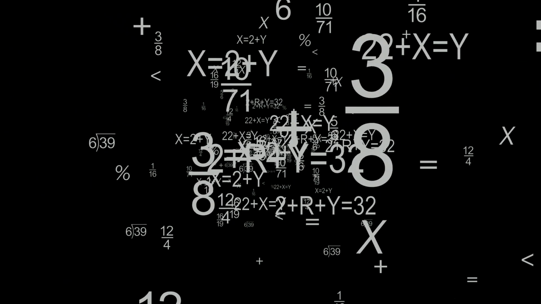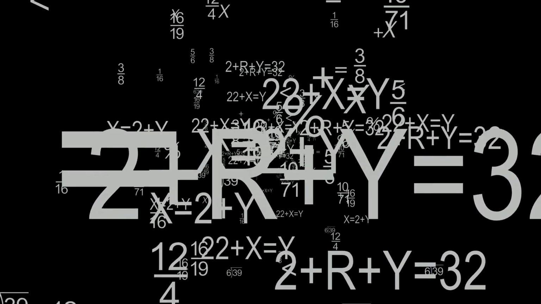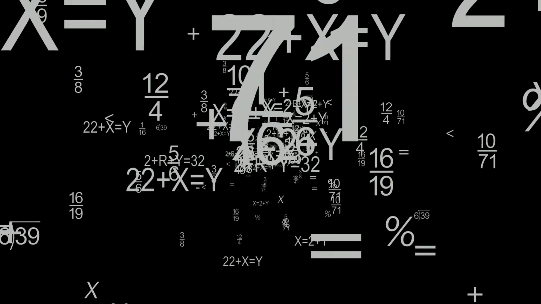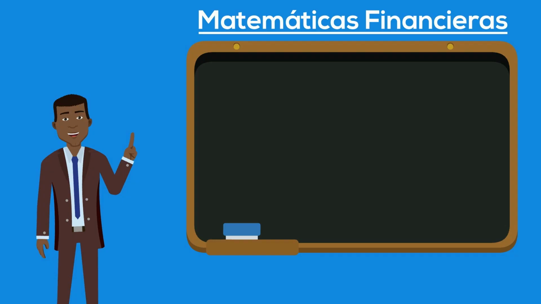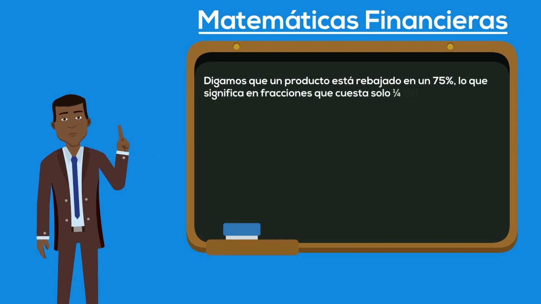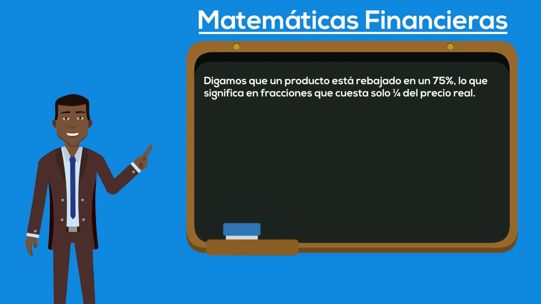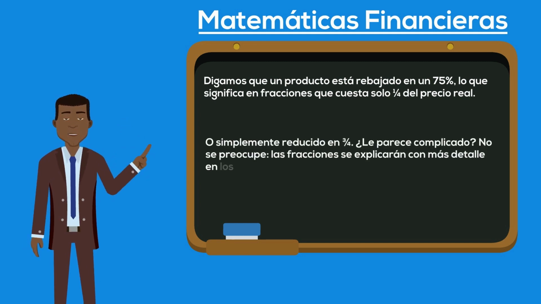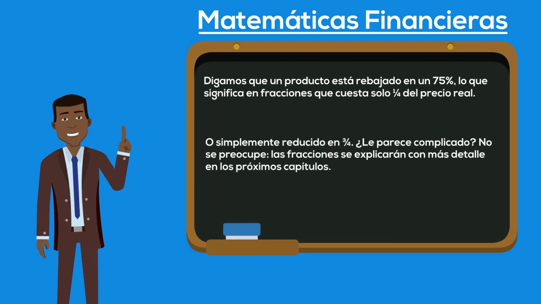You will always encounter fractions when a part of a whole is missing. In the context of money, you could say that fractions always go hand in hand with percentages. Let's say a product is reduced by 75%, which means in fractions that it only costs 1/4 of the actual price. Or just reduced by 3/4. Sounds complicated? Don't worry, fractions will be explained in more detail in the next chapters.